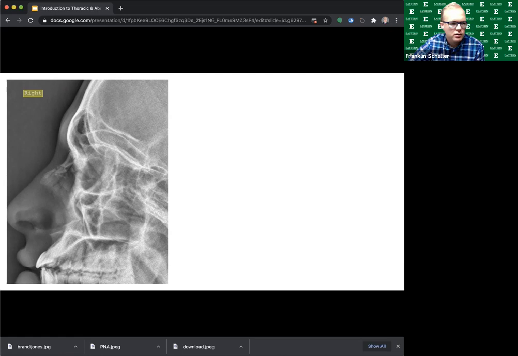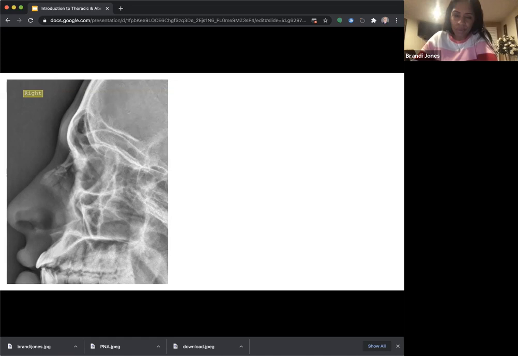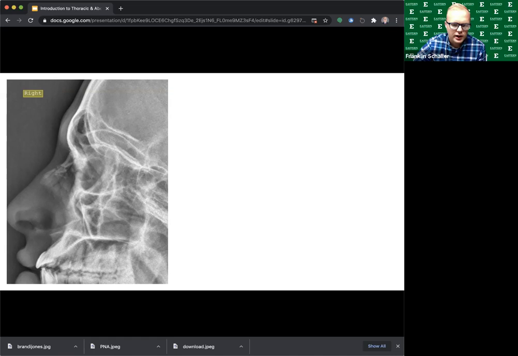Brandy, do you see anything going on here? I do. It looks like she has a small but notable fracture. I would have to agree. On this lateral view of the nasal bones, there is a pretty obvious fracture of the nasal bone there. Great pickup.